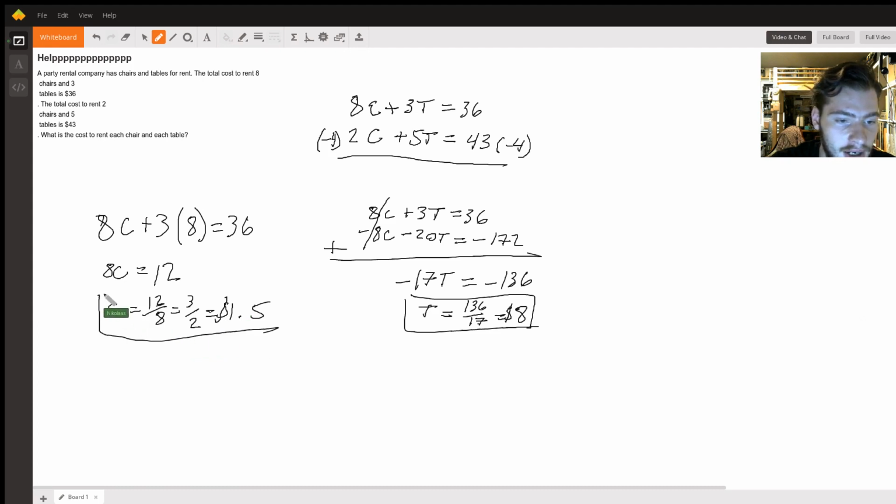If we're not sure about our answer here, all we've got to do is plug the answers that we got back into one of the original equations, and it should work.